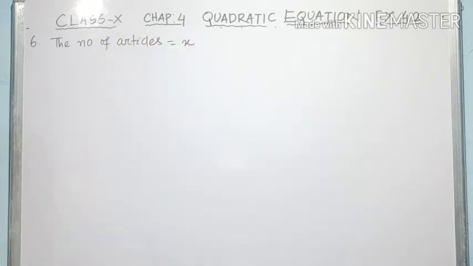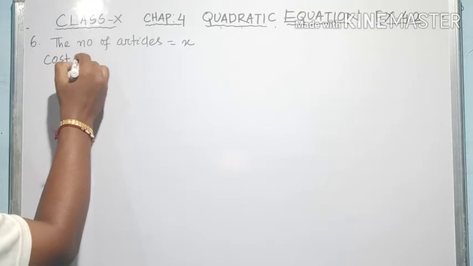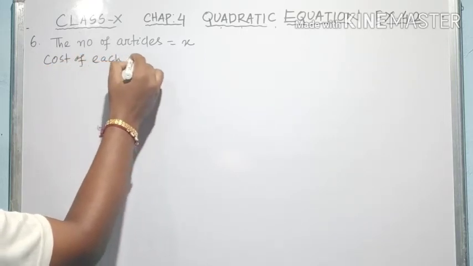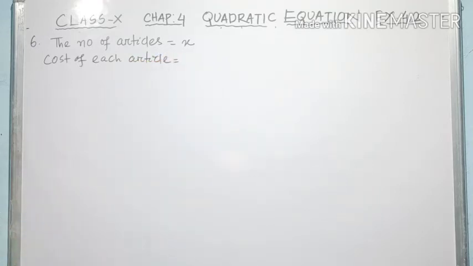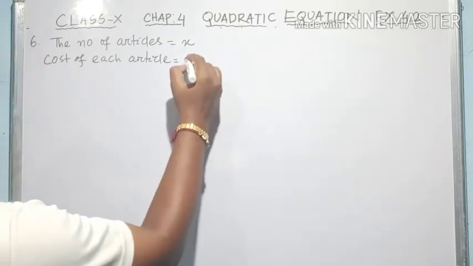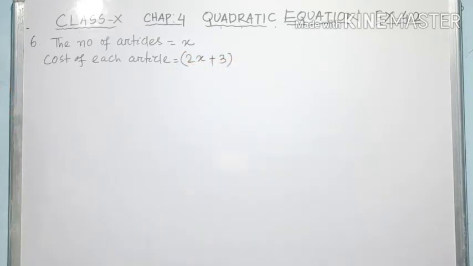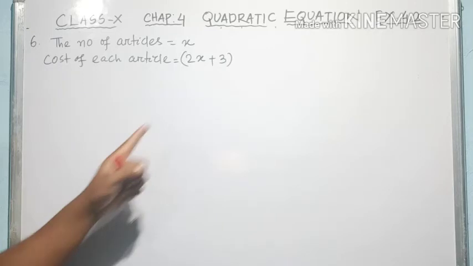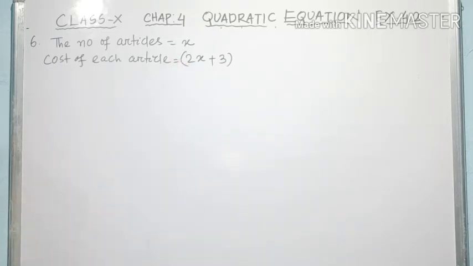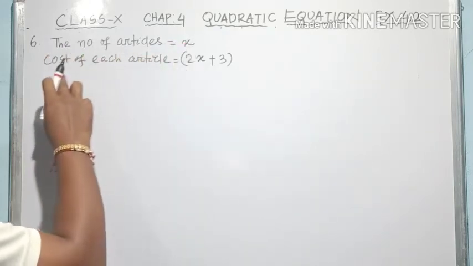So let the number of articles be x, then the cost of each article is given as 3 more than twice the number of articles produced, so 2x plus 3. If the number of articles is x, then the cost of each article is 3 more than twice the number of articles.